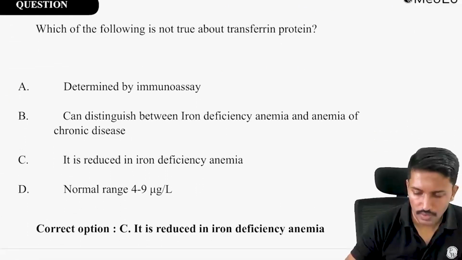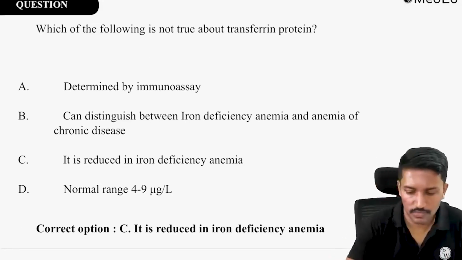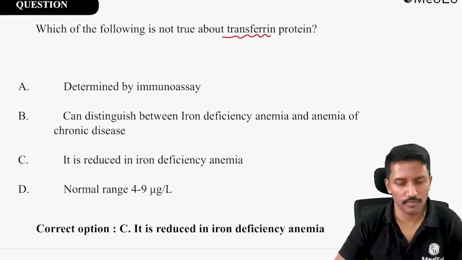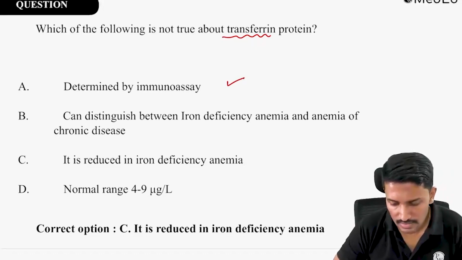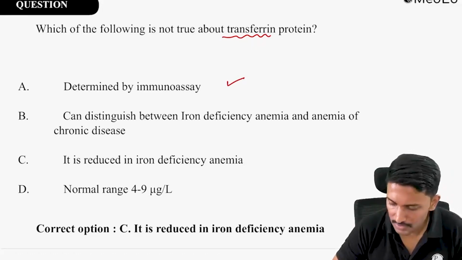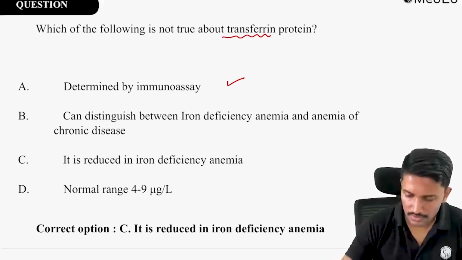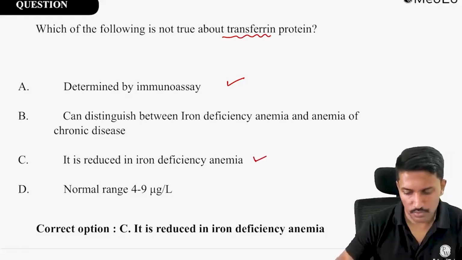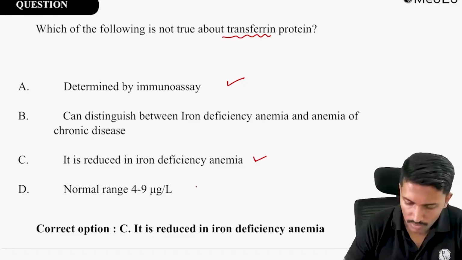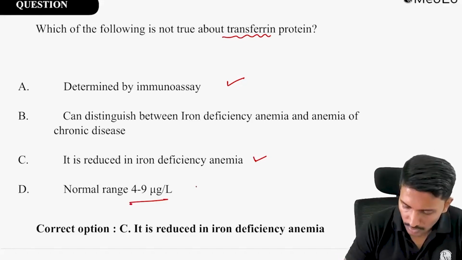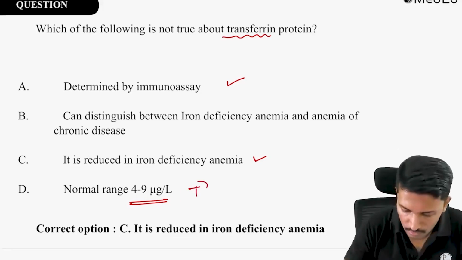Okay. Next one. Which of the following is not true about transferrin? We were just talking about transferrin. It is a transport molecule for iron. It is usually detected by immunoassay. This can distinguish between iron deficiency anemia and anemia of chronic disease. I'll come to that point. It is reduced in iron deficiency anemia. Well, transferrin saturation can be reduced in iron deficiency anemia, as we already know. And the normal range is 4 to 9 micrograms per liter. Okay. So point to note here is normal range, that is true.